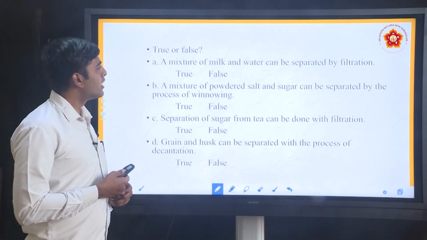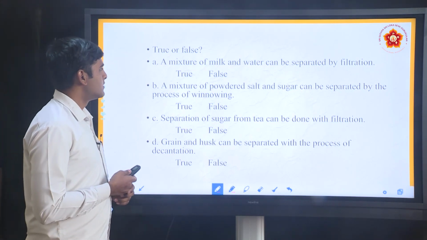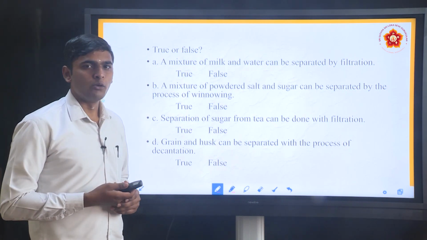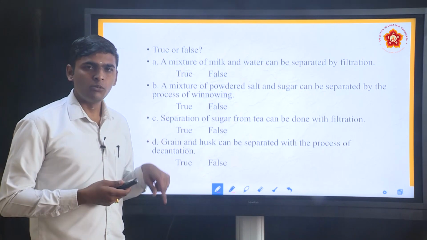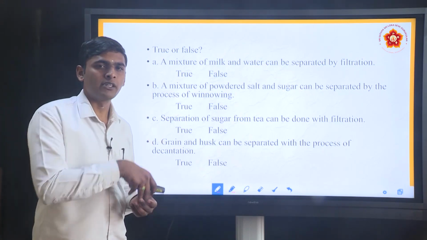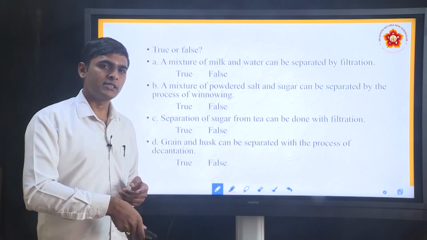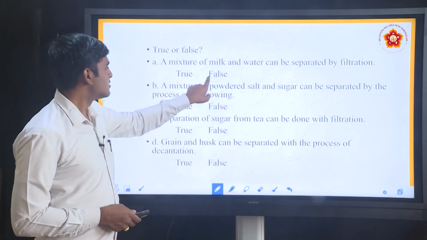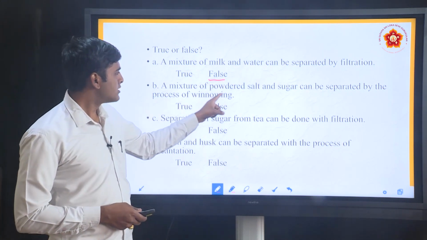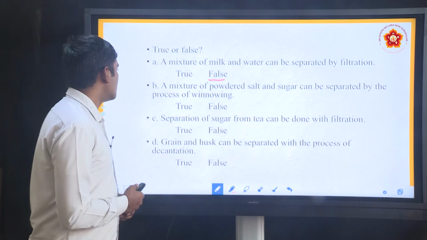A mixture of milk and water can be separated by filtration. Can you separate milk and water by filtration? No, because milk and water are in the same state. We cannot separate milk and water by filter, because both will pass through the filter paper. So, this is false.